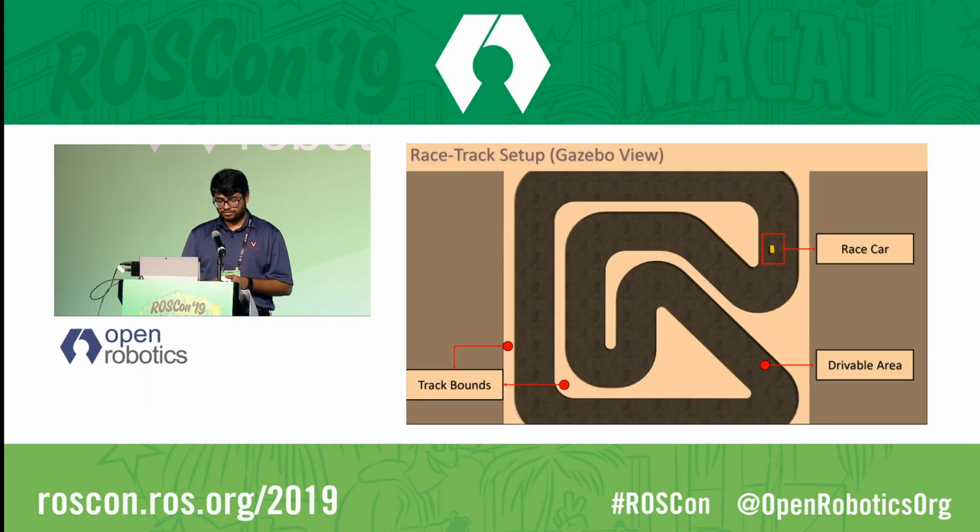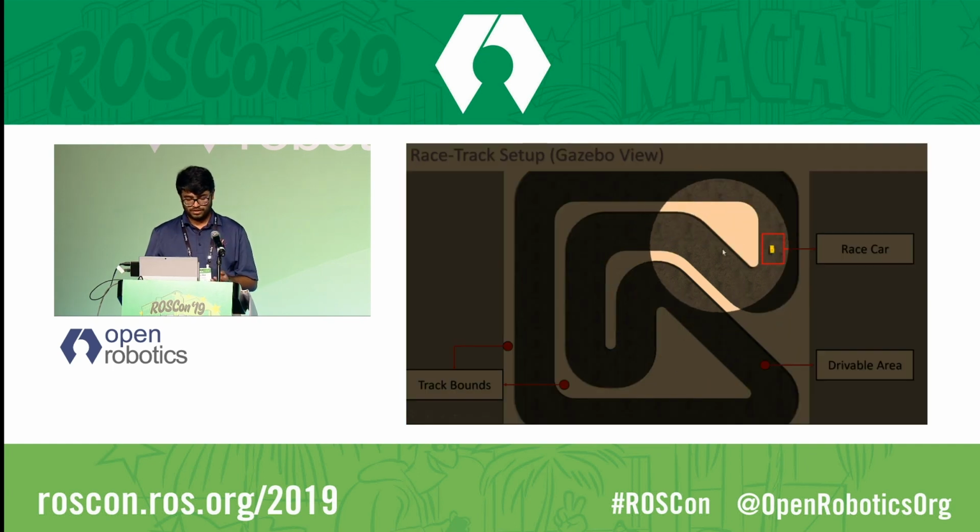Within the racetrack, the drivable area is an asphalt plane with the boundaries demarcated using the STL file. The yellow race car shown right here is for scale.